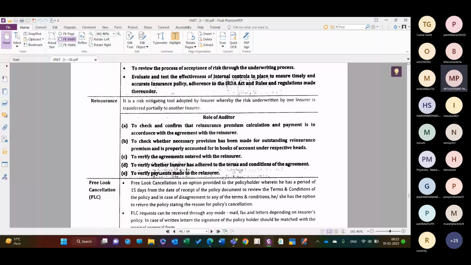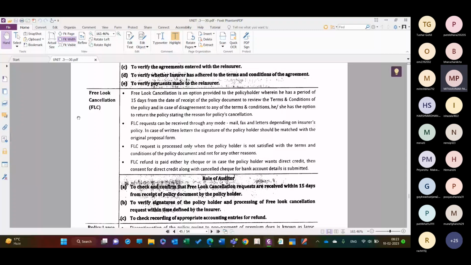Free look cancellations. This is generally inbuilt, right, in the insurance policy.